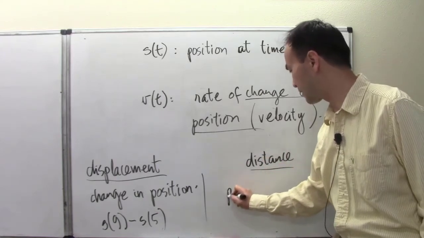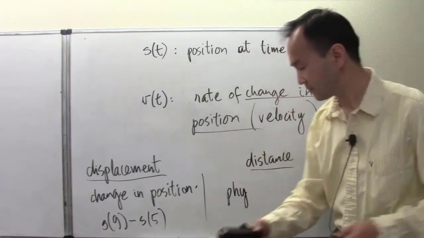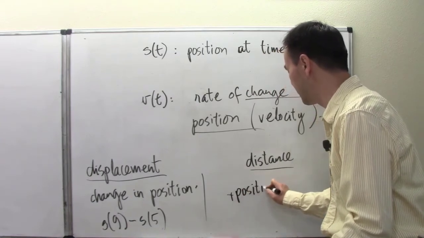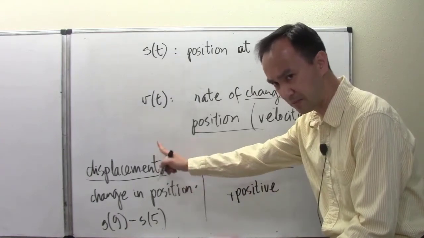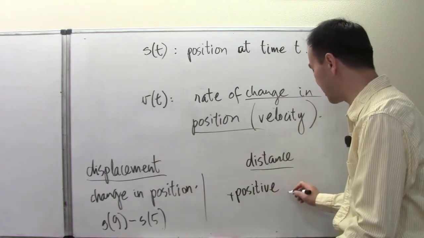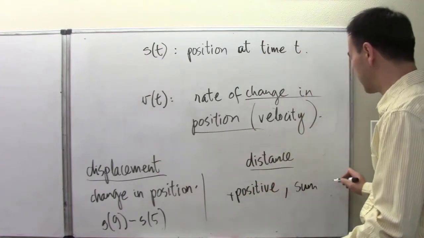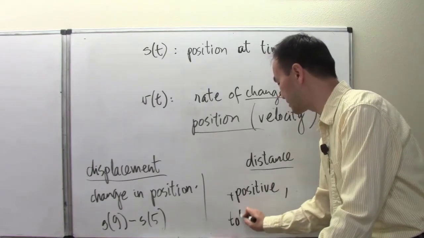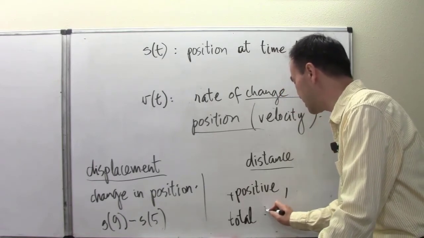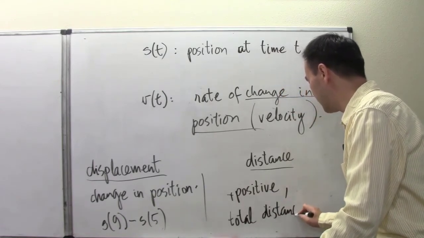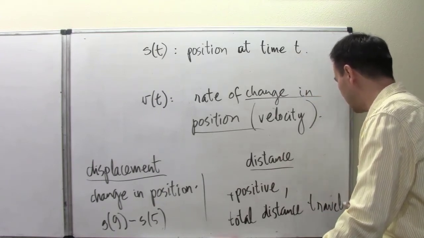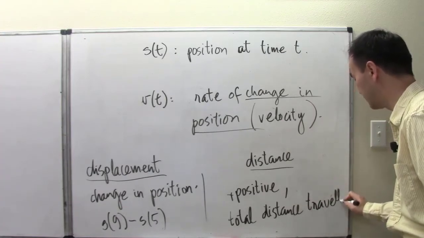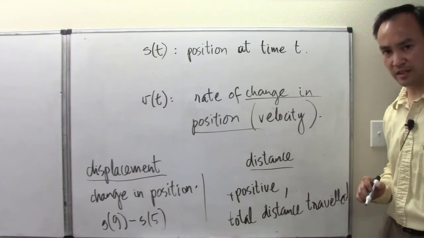So distance has to be positive, whereas displacement can be negative, or even 0. Distance has to be strictly positive, and it really is the sum, or to make it easy to understand, the total distance that's traveled.